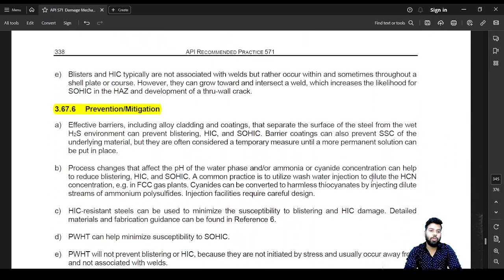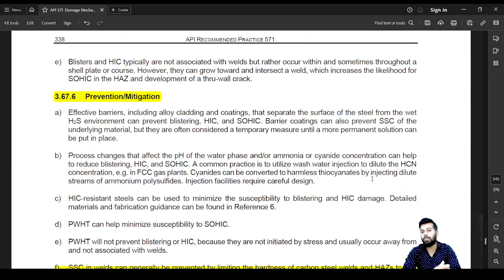Blisters and hydrogen induced cracking typically are not associated with the welds, but rather occur within and sometimes throughout the shell plate or a course. However, they can grow towards and intersect the weld, which increases the likelihood of stress oriented hydrogen induced cracking in the heat affected zone and can develop a through wall crack.